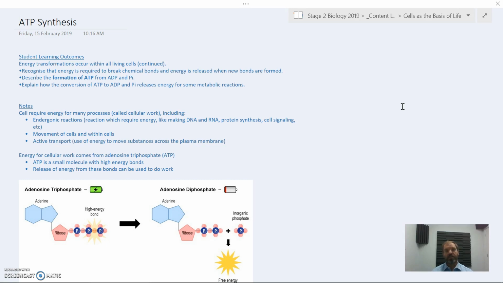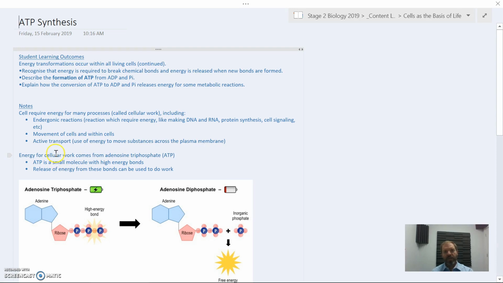Movement of cells, so for cells moving around, especially for amoeba or single-celled organisms, or changing shape for multicellular organisms, or even moving things within cells like moving vesicles around, that requires ATP. Also a lot of things to do with the membrane, maintaining gradients across membranes or using active transport to take things into and out of cells. It requires energy in some cases. We talk about active transport later on within this topic.